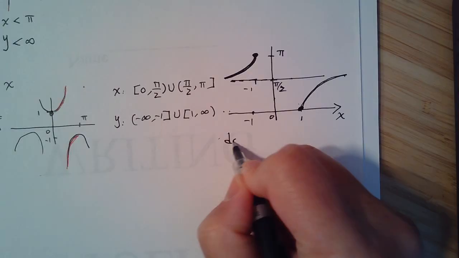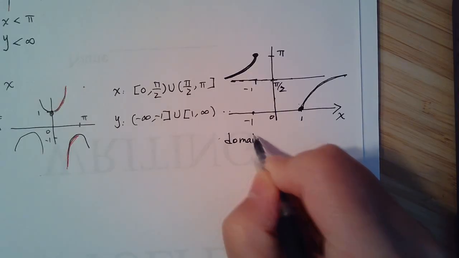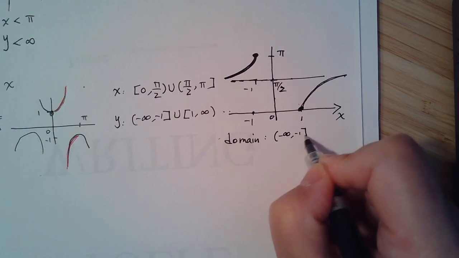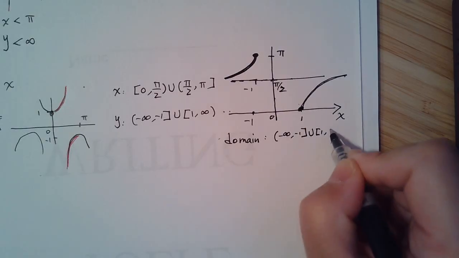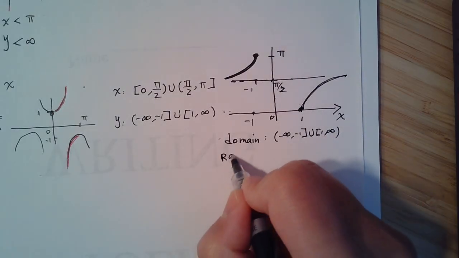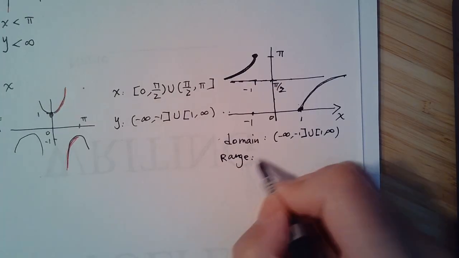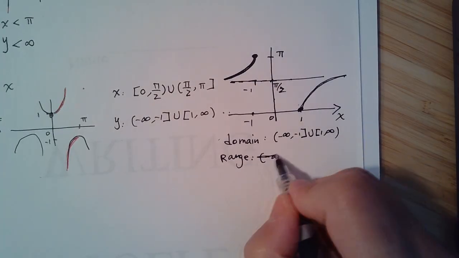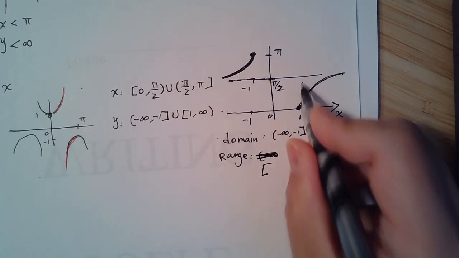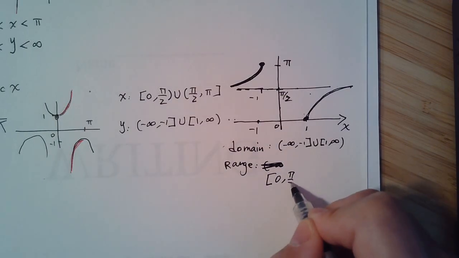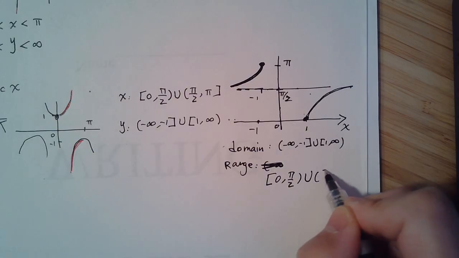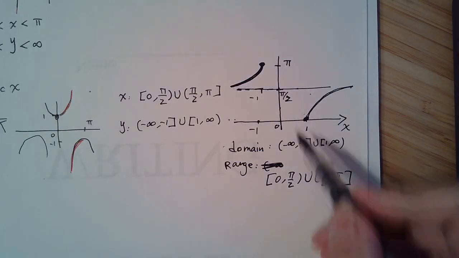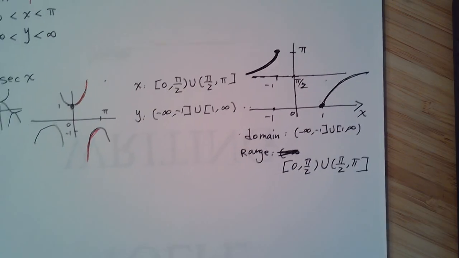So the domain is very tricky, huh? The domain is negative infinity to -1, and from 1 to positive infinity. And the range, sorry, the range is from 0 to pi over 2, but just not pi over 2. So from pi over 2 to pi inclusive. So this is kind of tricky.